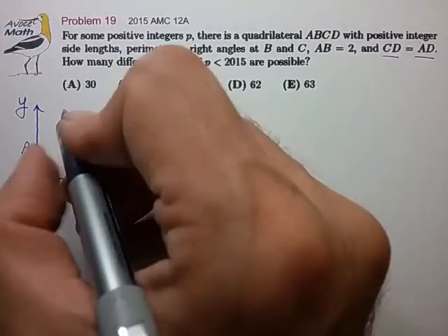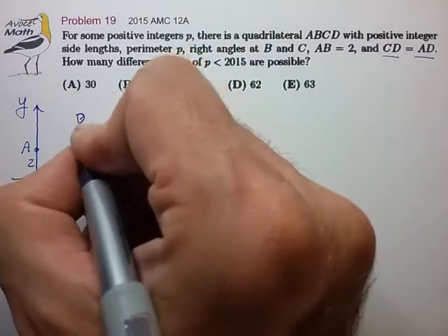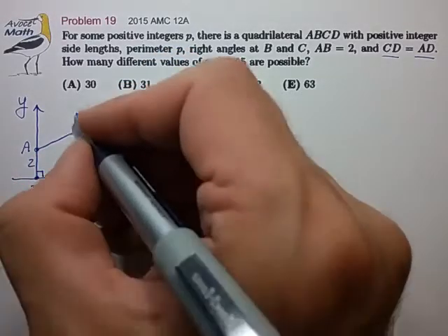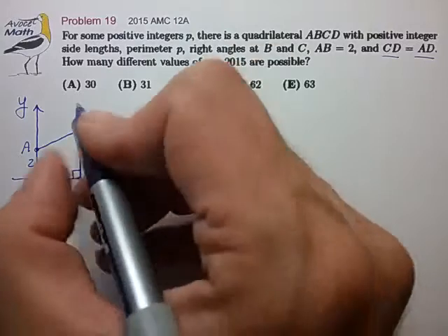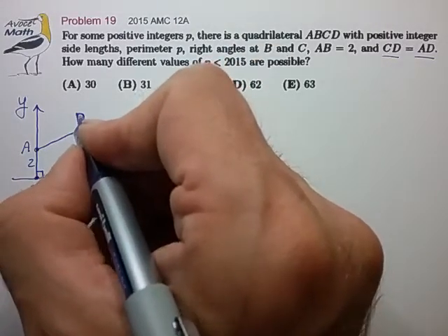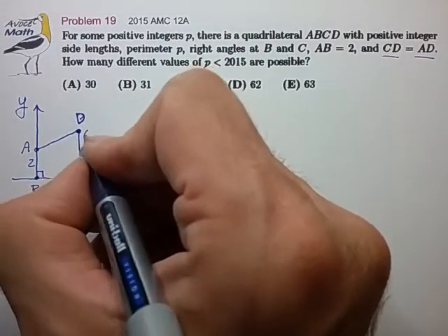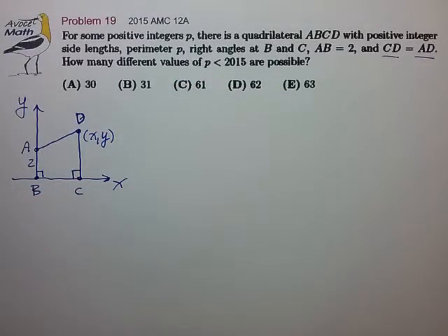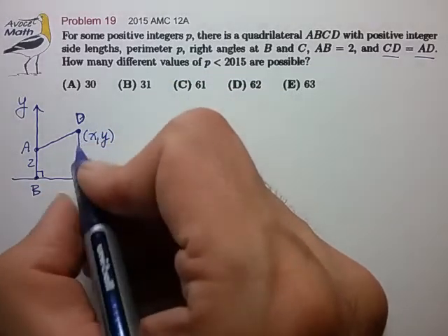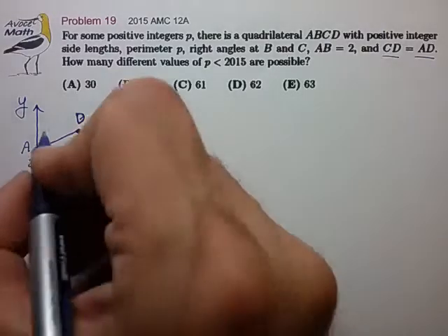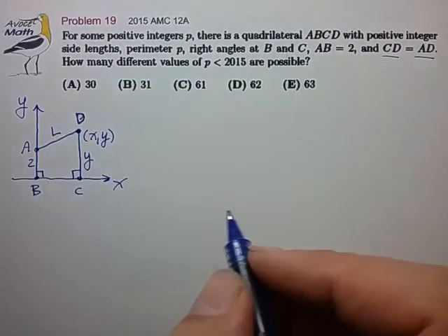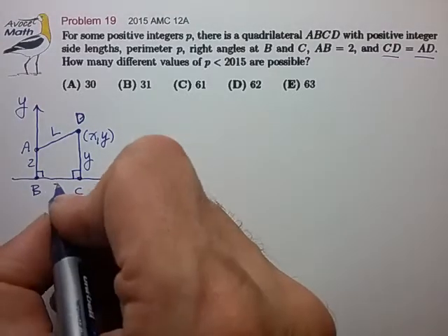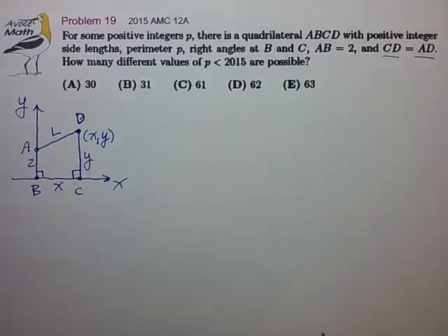And now we have the condition that we can apply that length AD has to equal length CD. So here we can now choose the vertex D to have the coordinates x, y, and that sets up the problem quite nicely because that makes length CD equal to y, and we have AD equal to some length, and BC is just equal to the coordinate value of x.